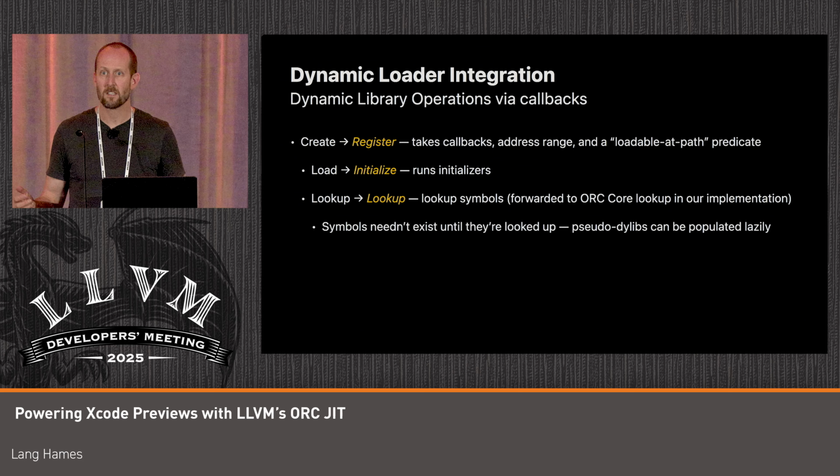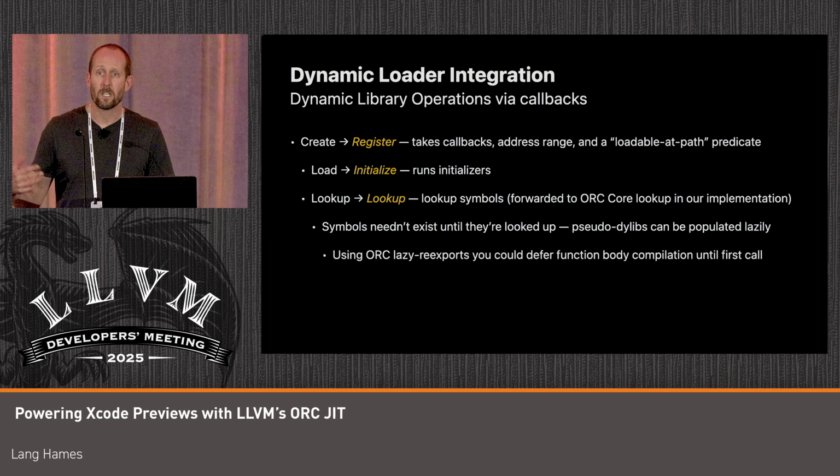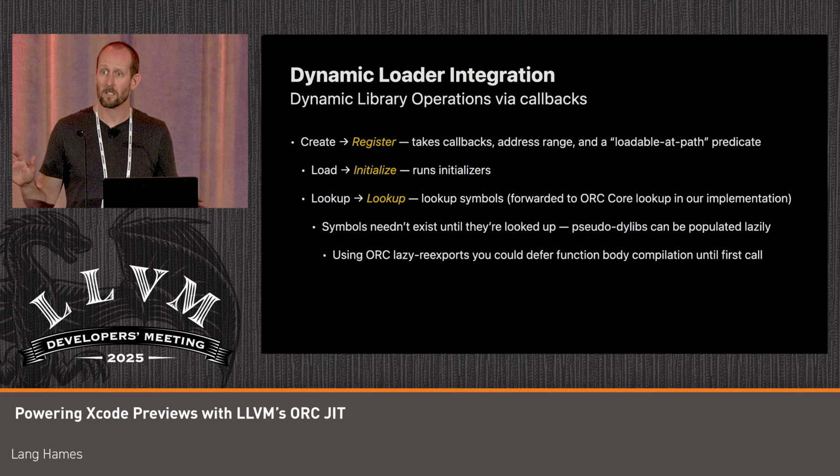But the interesting upshot of this is that symbols in a pseudo-dynamic library do not need to exist in any way in the executing process until somebody looks them up. So the pseudo-dynamic libraries can be populated lazily. And we don't even have to compile something when you reference it. If you reference a function, which means you need an address for it, you can use ORC's lazy reexports facility to quickly generate a stub that will arrange for the function body to be called at runtime if anybody actually executes it. So while we haven't done any laziness in this project, I've built a proof of concept out of tree where you can have something that behaves like a dynamic library, but the dynamic library is backed by totally uncompiled source code that's being compiled lazily as you use the dynamic library.